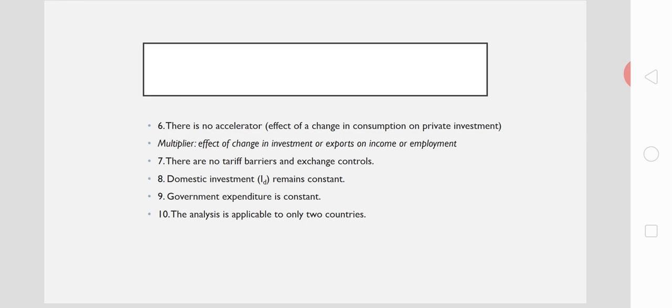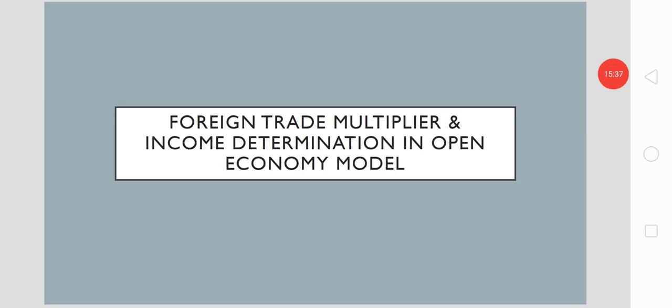The analysis is applicable for two countries. This is in fact a two country model. So the foreign trade multiplier is an extension of the investment multiplier. In fact, the foreign trade multiplier measures the income determination of a nation in an open economy model where there is free trade between two nations. The foreign trade multiplier refers to the change in income due to change in investment on export.